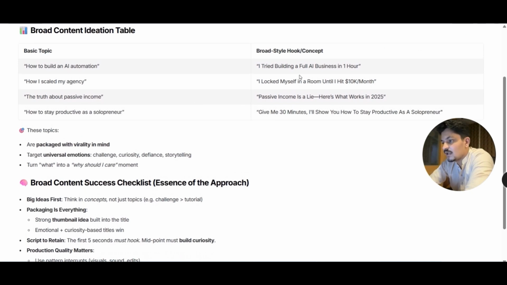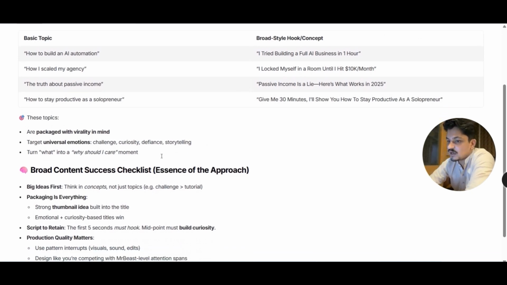So make sure that you go with these kinds of ideas, right? And now, what is the goal of these topics? Again, these are packaged with virality in mind, right? Target universal options, like challenge, curiosity, and storytelling. You have to make sure that this is in your content, and just keep this in your mind. You have to turn watch into a why should I care moment.